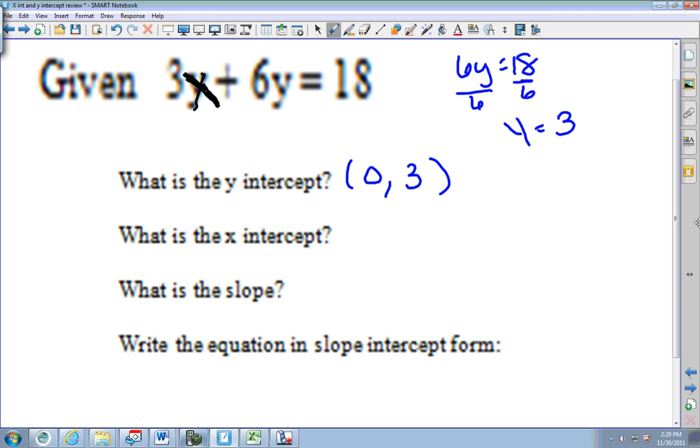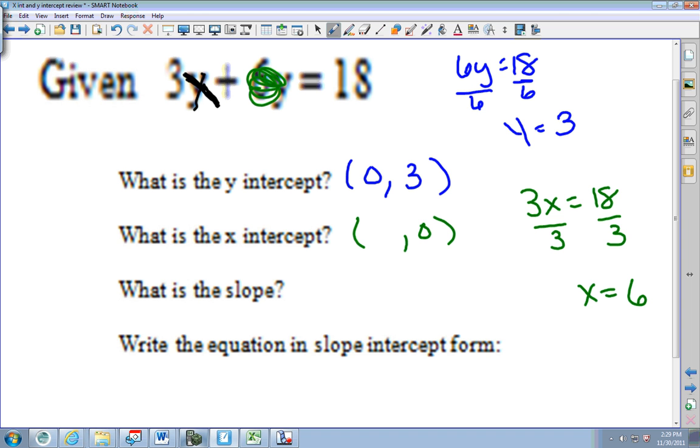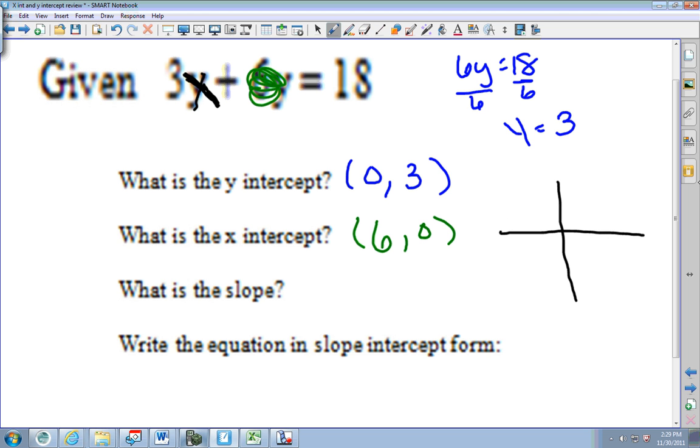So now to find the x-intercept, I know that my y number is 0, so I'm going to cover up my y. I get 3x equals 18. I'm going to divide by 3. x equals 6. Now to find my slope, I'm going to erase this right here because I need some room to graph so I can find my slope. So if I graph this, I've got (0, 3) and (6, 0). 1, 2, 3, 4, 5, 6.